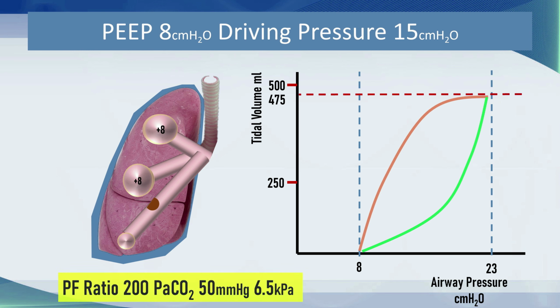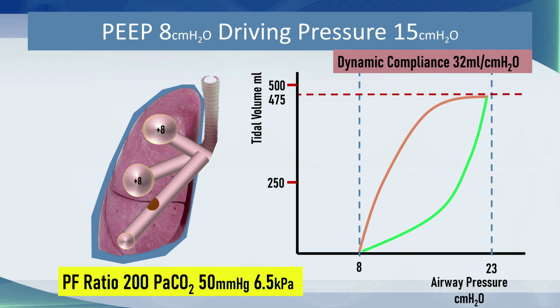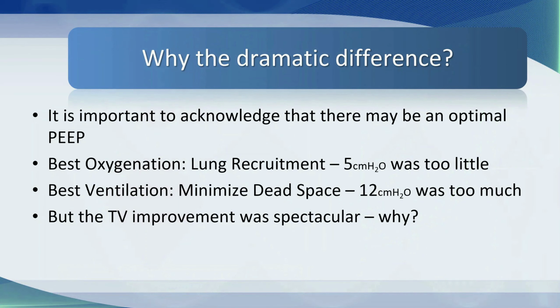The PF ratio is now 200 and the PaCO2 is a respectable 50 millimeters of mercury or 6.5 kilopascals. The dynamic compliance is 32 mils per centimeter of water. Why was there such a dramatic difference at 8 centimeters of water of PEEP?